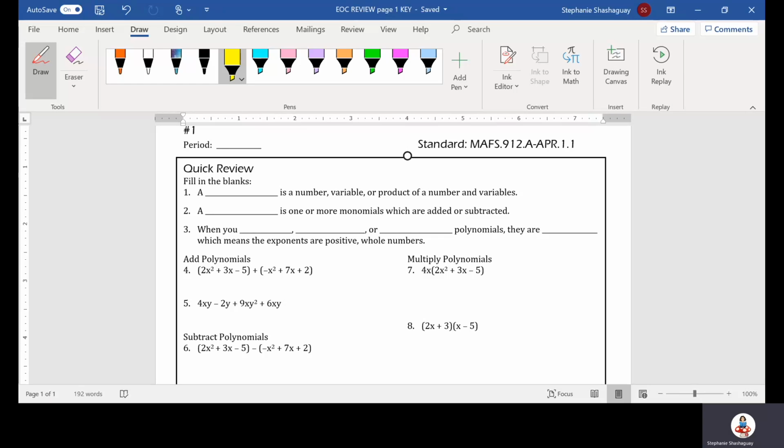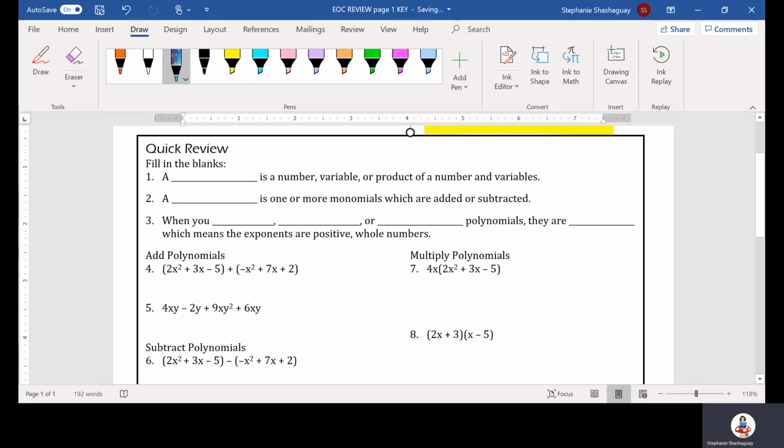All right, today we're going to review our EOC page 1, which is the standard that I just highlighted. This is mostly from section 1 of Math Nation that we covered at the beginning of the year. So let's get started. Fill in the blanks. A blank is a number, variable, or product of a number and variables. That here is talking about a monomial.